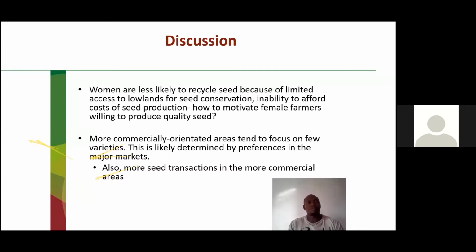And the other thing is the focus on a few varieties as areas become more commercial. Of course, this is determined by preferences in major markets, but we've also seen that there is more seed transaction in the more commercial areas. So this actually means that there is a close link between the root and the seed. The root is the product that finally goes to the consumers, and so in areas where that product is moving, there's more willingness to pay and to buy quality seed.